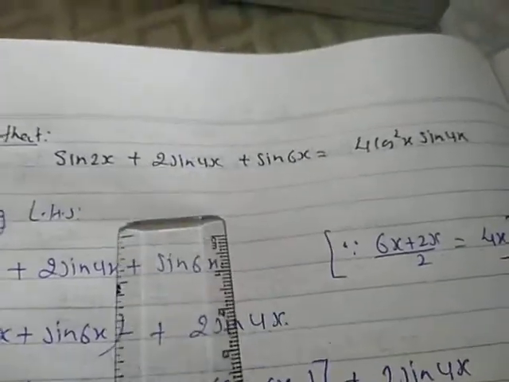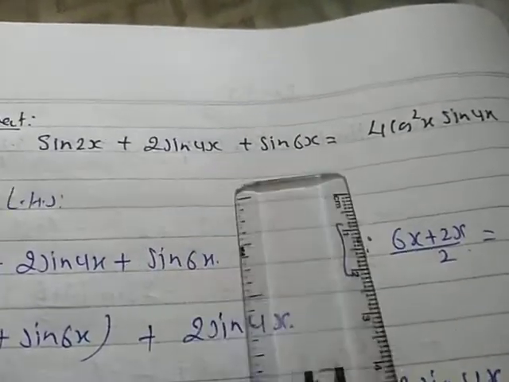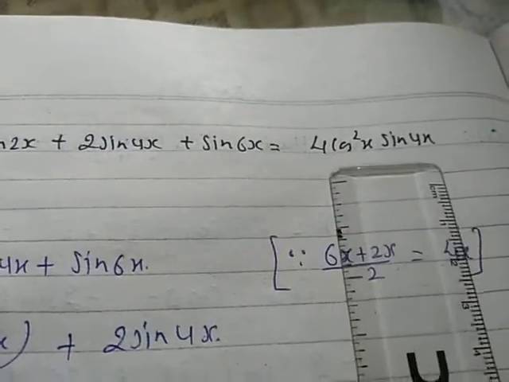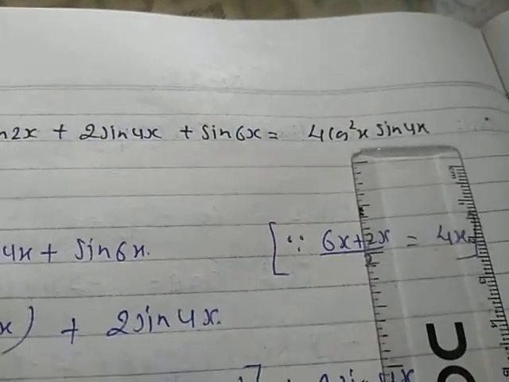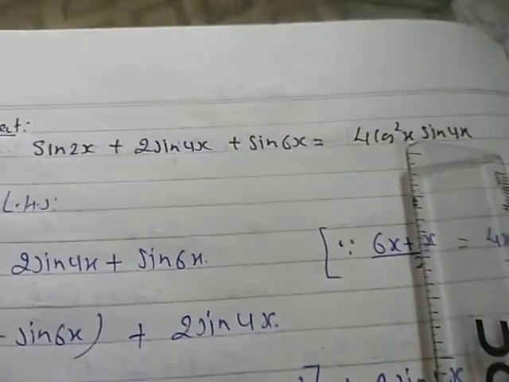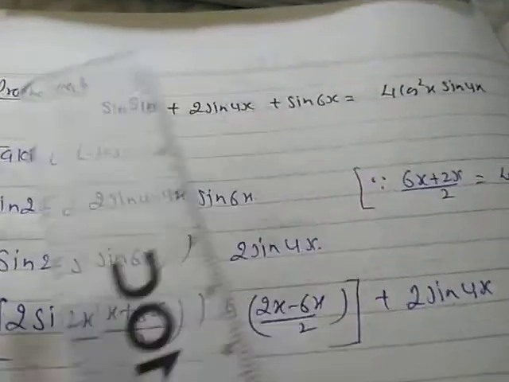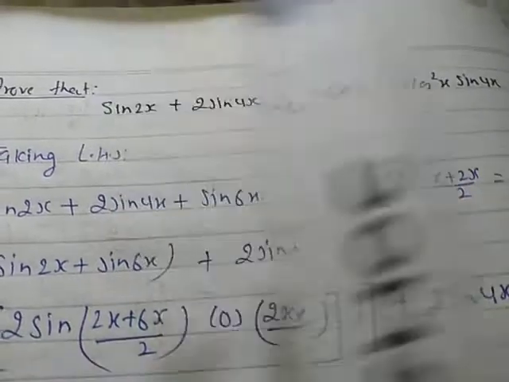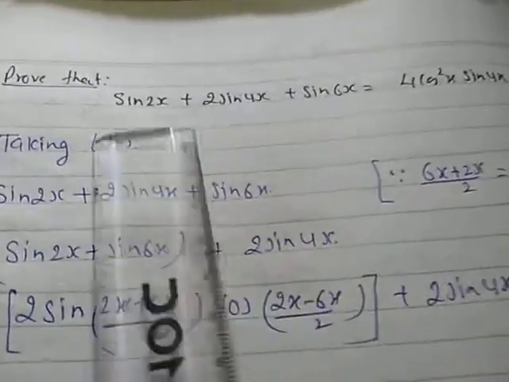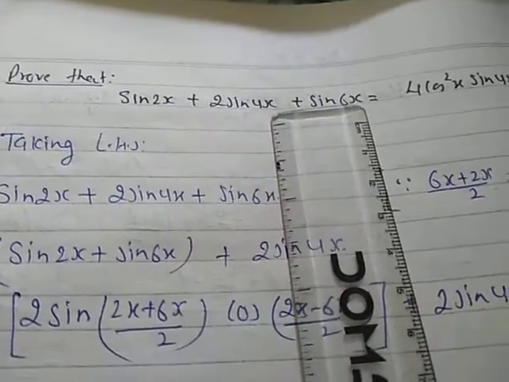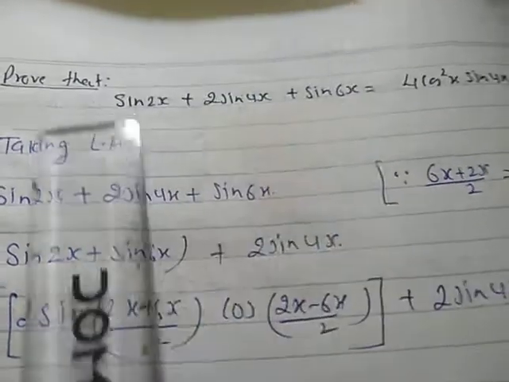Question number 14. In question number 14, what we have to do? sin 2x plus 2 sin 4x plus sin 6x is equal to 4 cos square x into sin 4x. Earlier children, in the earlier question only 2 functions were given, sin 6x plus sin 4x. But here 3 functions are given.